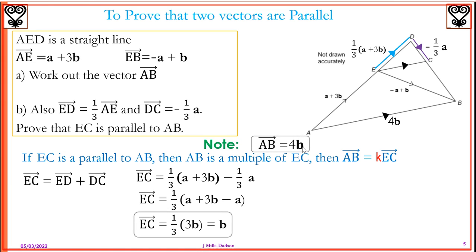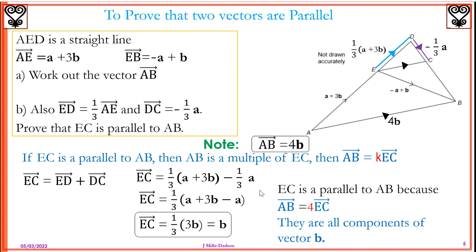And you realize that they are all components of what? B. And truly, 4 is a multiple of 1. So it confirms that vector AB is 4 times the length of EC, and they're all made of B, and therefore they are all parallel. Simple as that.